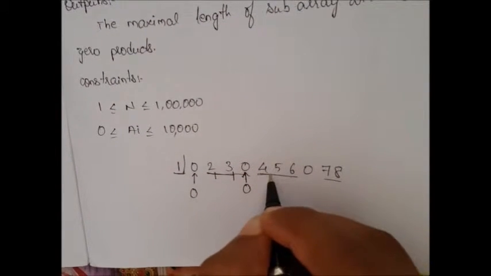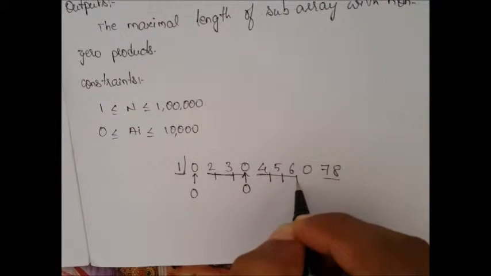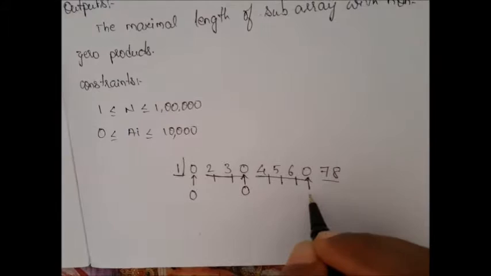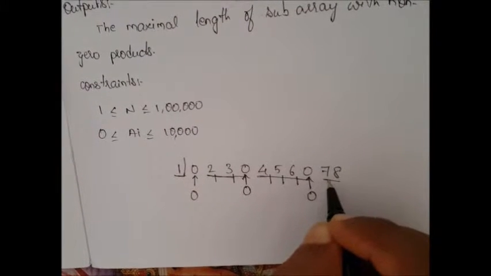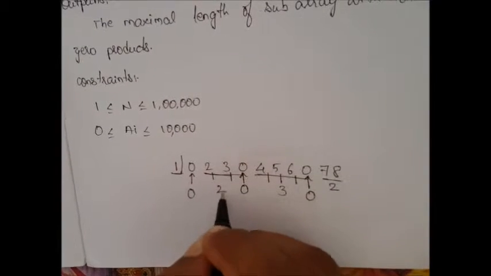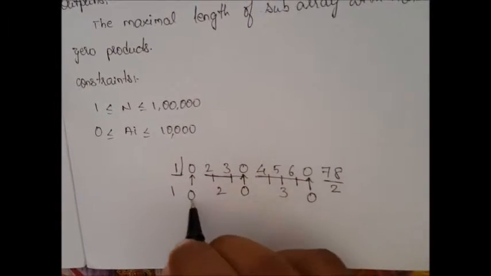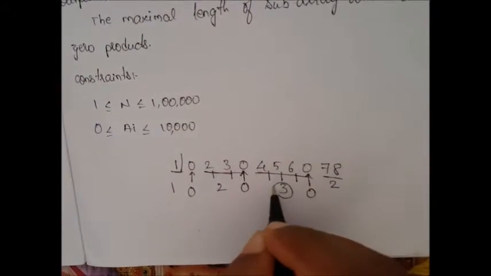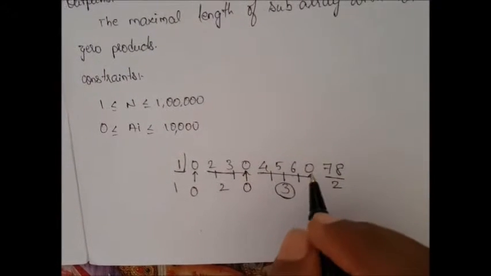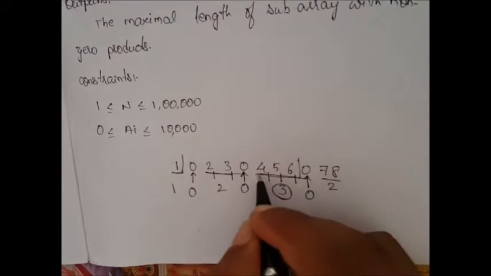Again 4, 5 and 6. So if we again encounter 0, make the length 0. Again 7 and 8. Here we get 1, 2, 3, 2. The maximum among 1, 2, 3 and 2 is 3. So in this problem, the maximal length of the subarray should be 3.